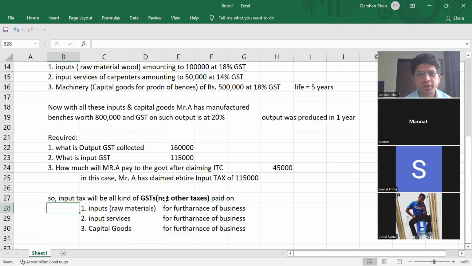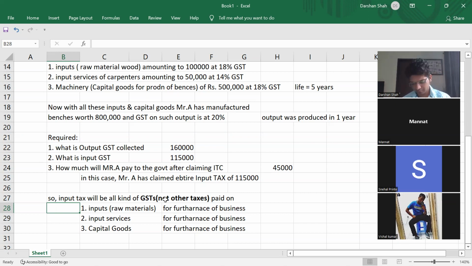Or let us say you imported inputs, you imported raw material, and on import you paid BCD plus IGST, right? On imports we pay two taxes, na? When I import anything, I'll pay BCD plus IGST. So here I'll only take IGST. All kinds of GSTs, CGST, SGST, UTGST, and IGST, I can take as my input tax credit, but not other taxes.